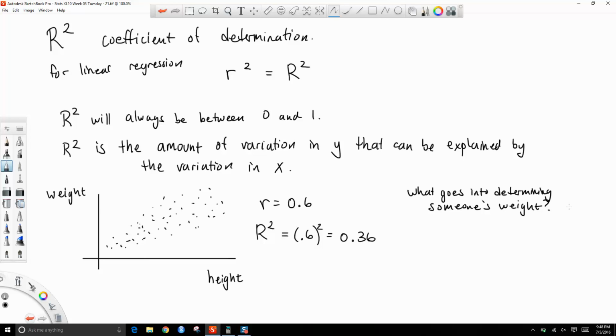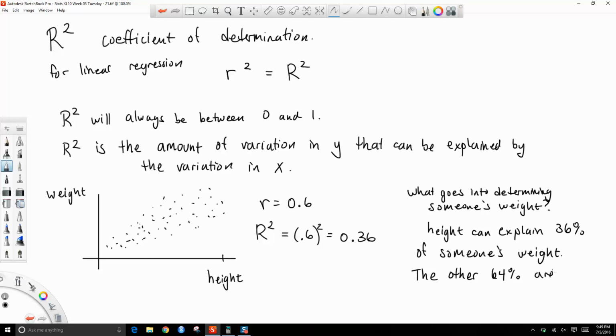Well, what we're saying is that if we know someone's height, that accounts for about 36% of the person's weight, okay? Everything else, the other 64%, is determined by the other things that we haven't recorded. Things like waist size and other factors, okay? So we're saying what goes into determining someone's weight? So we can say height can explain or account for 36% of someone's weight. The other 64% are other factors.